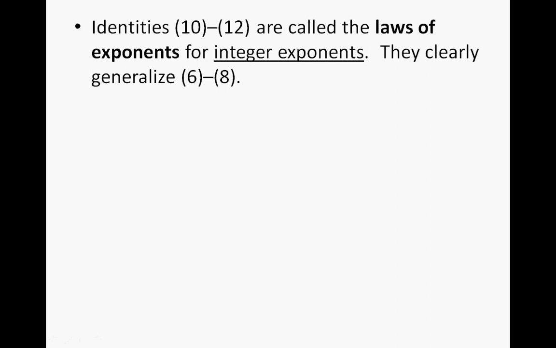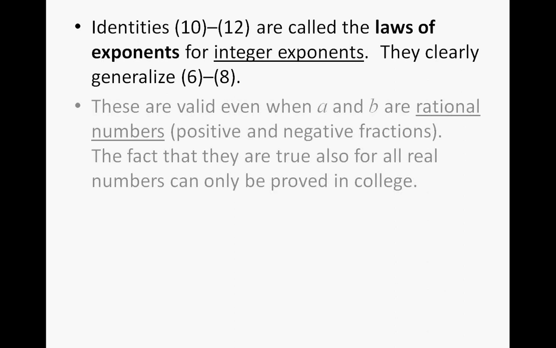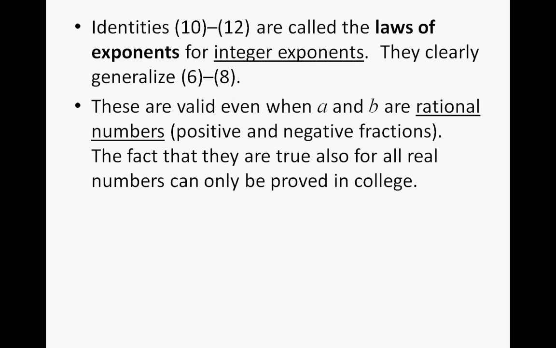All right, so the identities in 10 through 12 are now called the laws of exponents for integer exponents. Remember, integer meaning all numbers, positive, negative, and 0. We're not talking about fractions yet, so these are just whole numbers and their opposites. And they clearly generalize our equations 6 through 8. All right, so they are valid even when a and b are rational numbers, which is positive and negative fractions. But that fact, and the fact that they are true for all real numbers, is only going to be proved in college. So you have a while to wait before you do that.